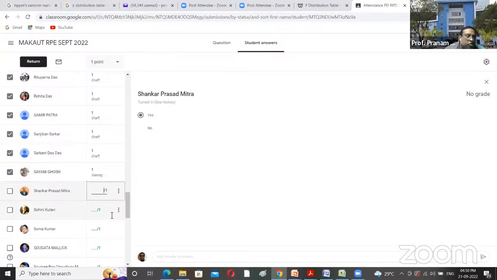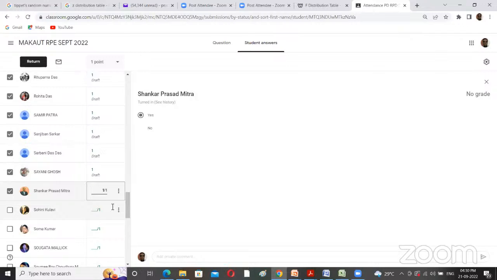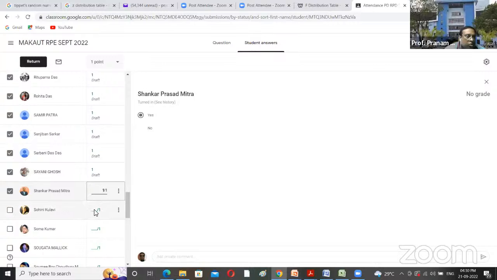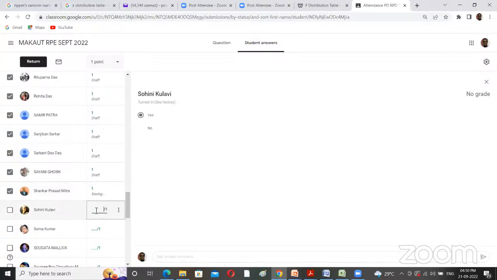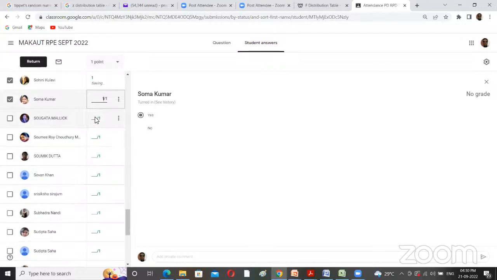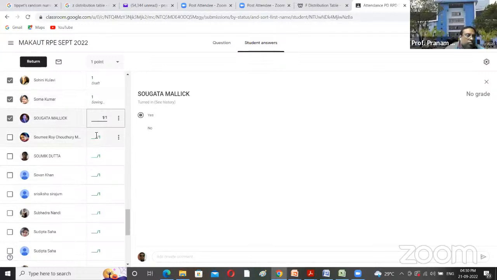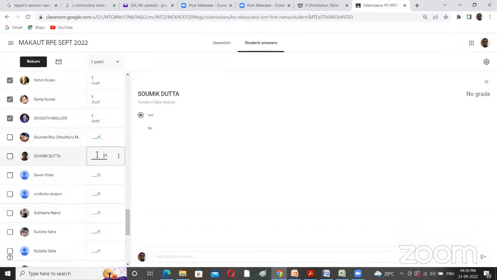Shankar Prasad Mitra. Shankar Prasad Mitra is not present. Then Shohini Kulavi, present, sir. Soma Kumar, present, sir. Srimoyi, Shomik Datta, present, sir. Shobhan Khan.